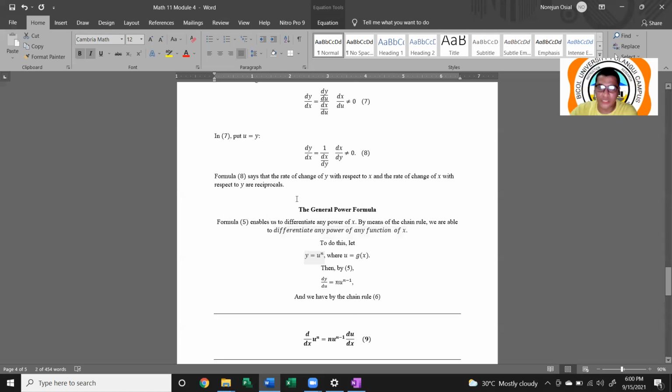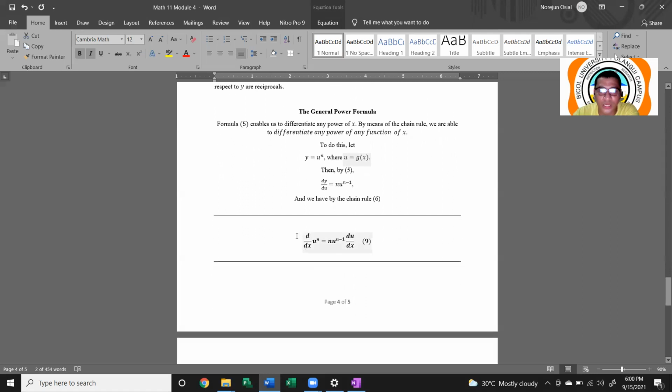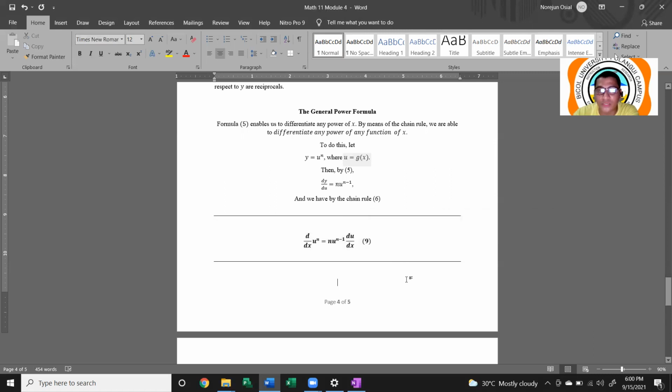Okay, so in our formula 5, we solve for the derivative of x raised to n. Now, for the general power formula, we can solve for the derivative of any function that is raised to n. So the general formula is shown here in formula 9. The derivative of u raised to n with respect to x is equal to n times u raised to n minus 1 times the derivative of u with respect to x, where u is a function of x.